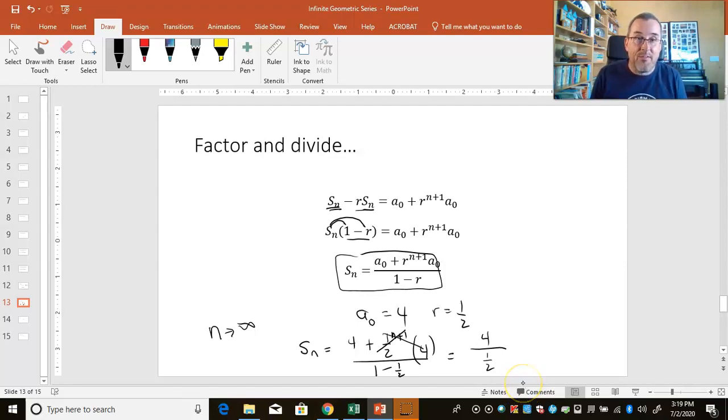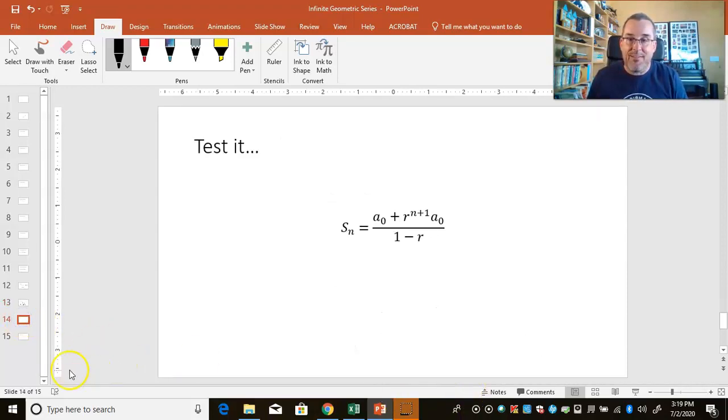We're left with 4 divided by 1/2. Now think about division for a minute. Division says how many 1/2s go into 4. How many times does 1/2 go into 4? 1/2 and 1/2, there's 1. 1/2 and 1/2, there's 2. 1/2 and 1/2, there's 3. 1/2 and 1/2, there's 4. There's 8 1/2s in 4. And so sure enough, this formula works nice.